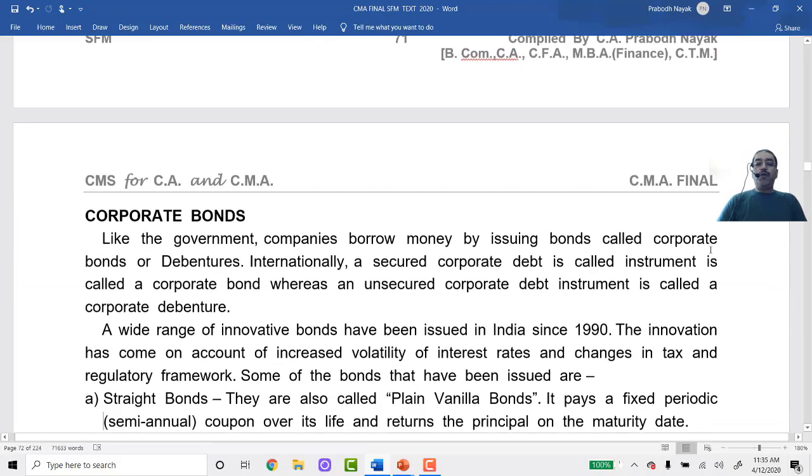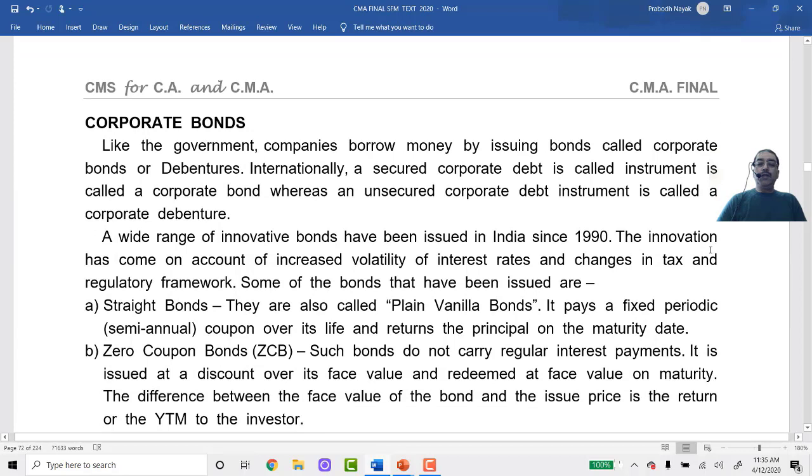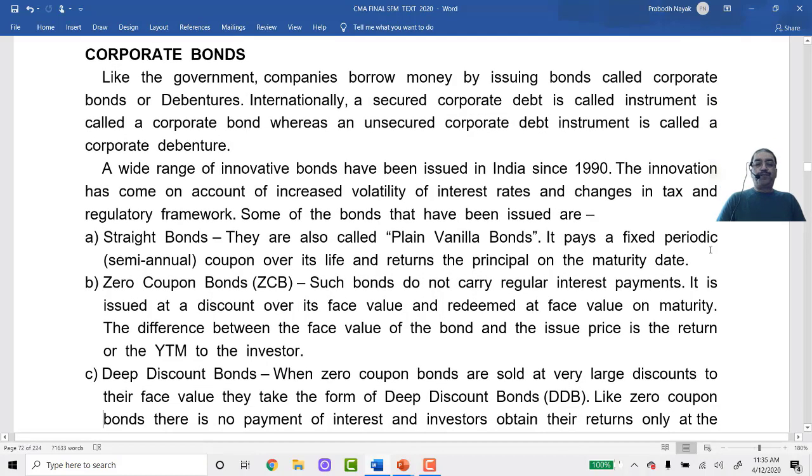Then we have corporate bonds also. Now in India, the corporate bonds are normally referred to as debentures. But normally debenture is nothing but a bond. So debenture is nothing but a corporate bond, a long-term loan taken by the company, which is normally secured. Okay. Then we have different types of bonds which are issued.